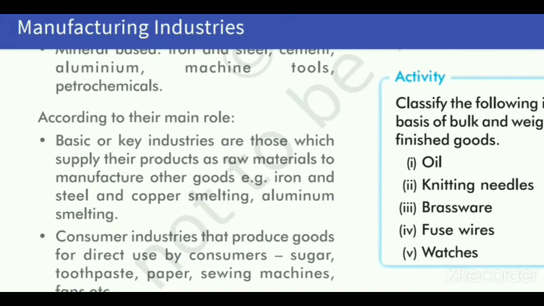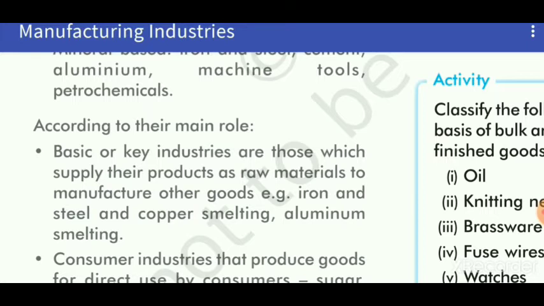The second one is according to their main role, or it can be understood on the basis of main role. So again, it is of two types of industries. The first one is basic or key industries. Actually, these are those industries whose finished goods are used as a raw material by other industries, like iron and steel industry. It means that the iron sheet or the sheet of steel is used as a finished good.